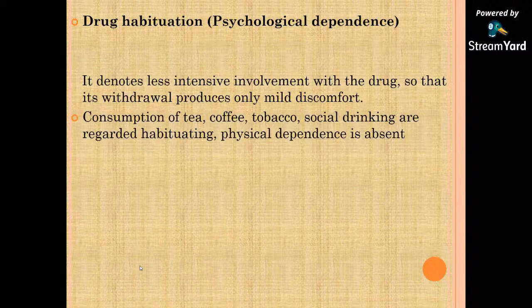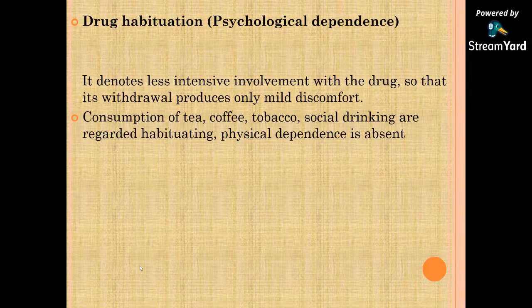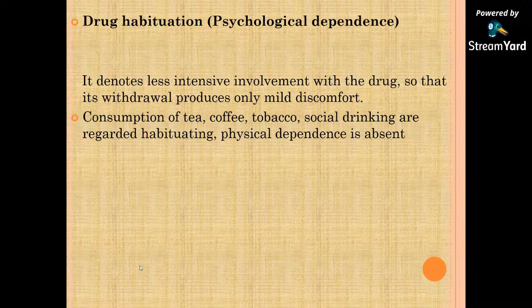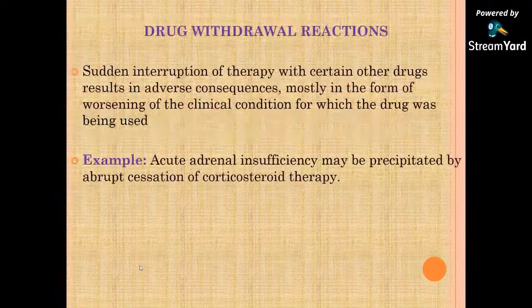Okay, so consumption of tea, coffee, tobacco, and social drinking are regarded as habituating, where physical dependency is absent. So in drug habituation, for example, the patient is habituated to taking tea, coffee, or tobacco continuously. When we withdraw such things, for example, when we stop taking tea or coffee, it will not cause any serious effect. Some mild effect will occur in such cases. That is called drug habituation.